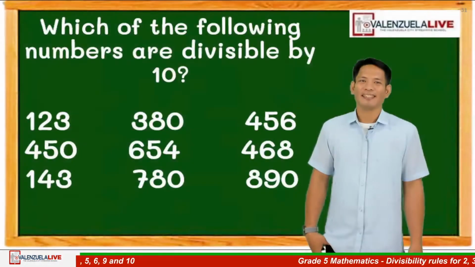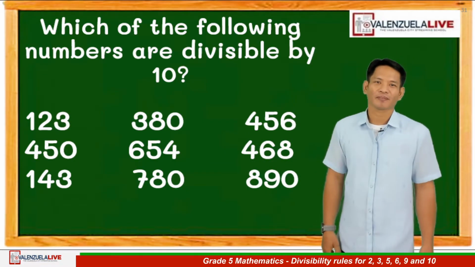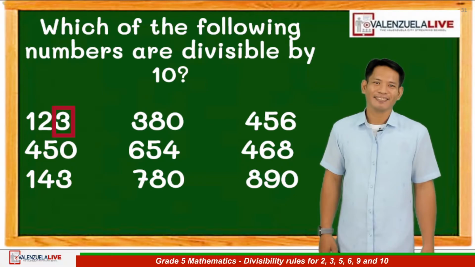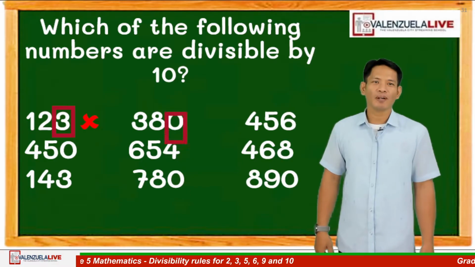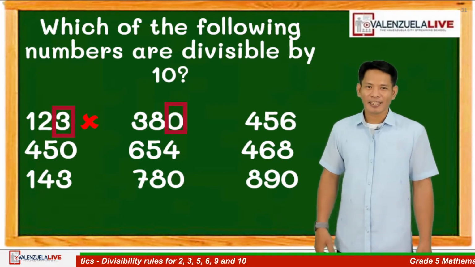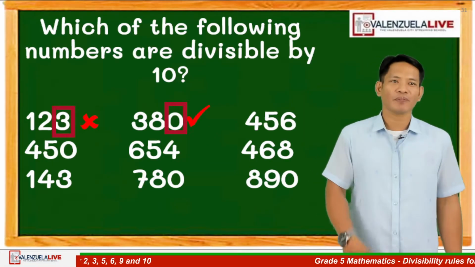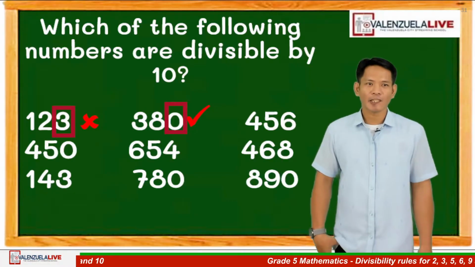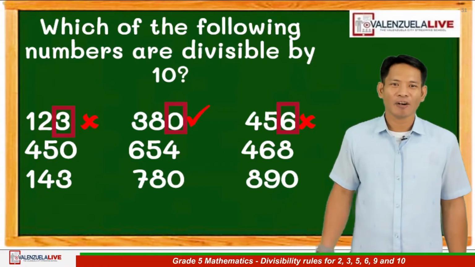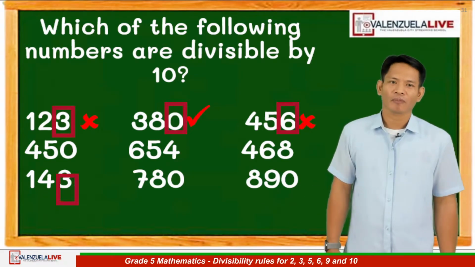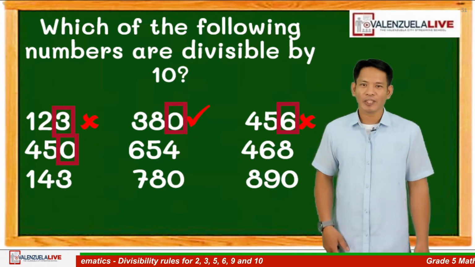Okay. Now, let's have an activity. Which of the following numbers are divisible by 10? 123. Since the last digit is 3, it is not divisible by 10. How about 380? The last digit is 0. Therefore, 380 is divisible by 10. How about 456? The last digit is 6. Again, it is not divisible by 10. How about the next one, 450? Since the last digit is 0, therefore, 450 is divisible by 10.